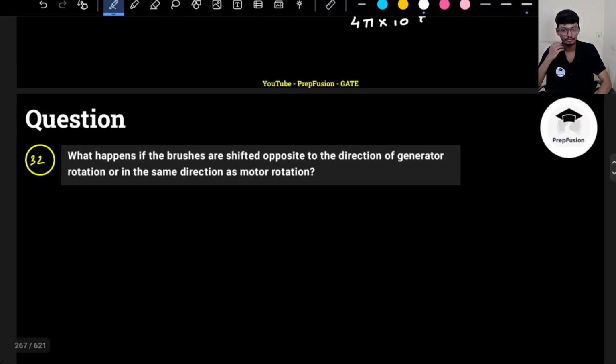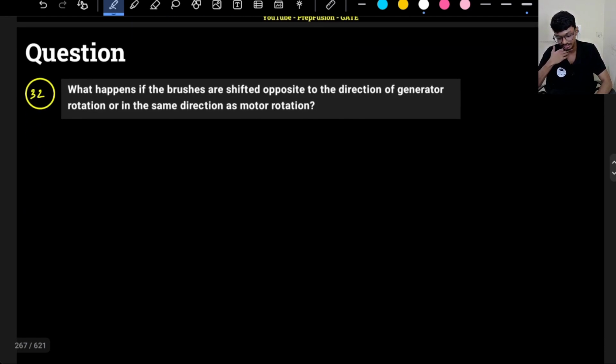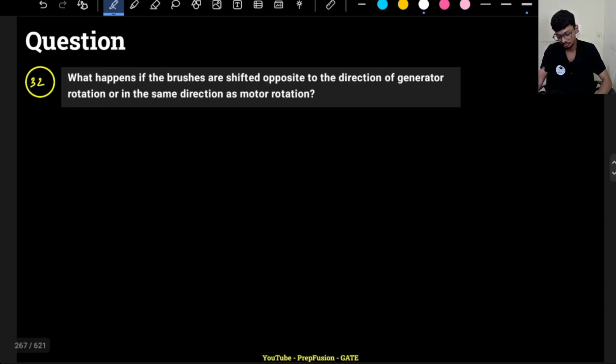Let's discuss a few theoretical questions. What happens if the brushes are shifted opposite to the direction of rotation of the generator, or in the same direction of rotation of the motor? So if I move the brush, what is happening?